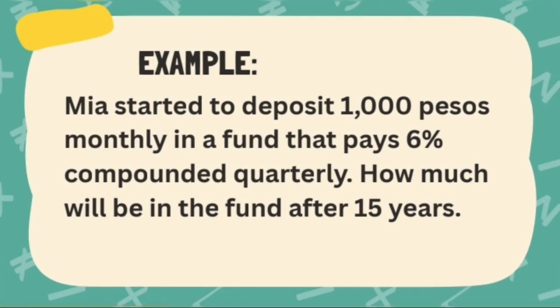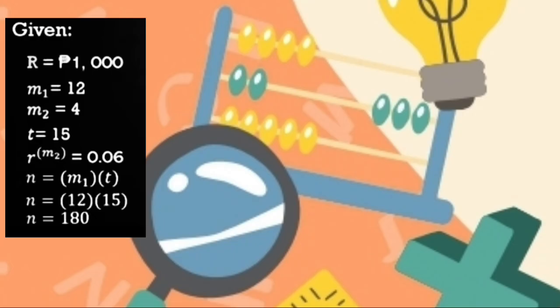So now, let's proceed with the example. Mia started to deposit 1,000 pesos monthly in a fund that pays 6% compounded quarterly. The question is, how much will be in the fund after 15 years? So these are the given values.